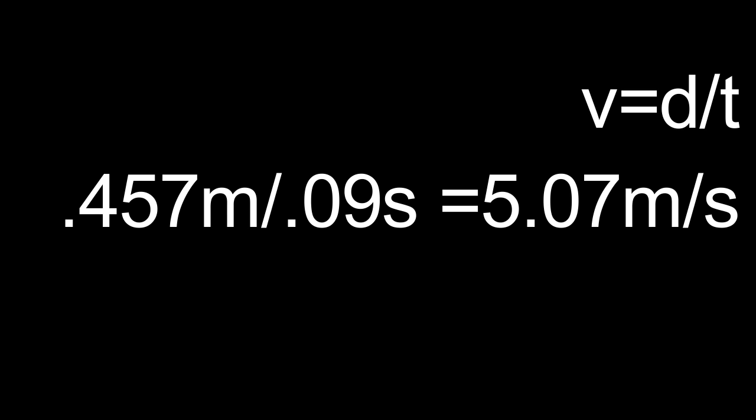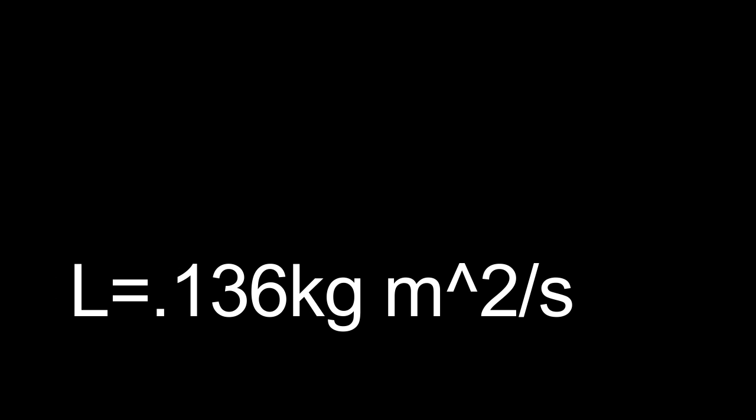equals 5.07 meters per second. Now I'll multiply 0.158 kilograms and 5.07 meters per second to get P equals 0.801 kilograms meters per second. Finally, I multiply R, which is 0.17 meters, and P, which is 0.801 kilograms meters per second, to get L equals 0.136 kilograms meters squared per second.